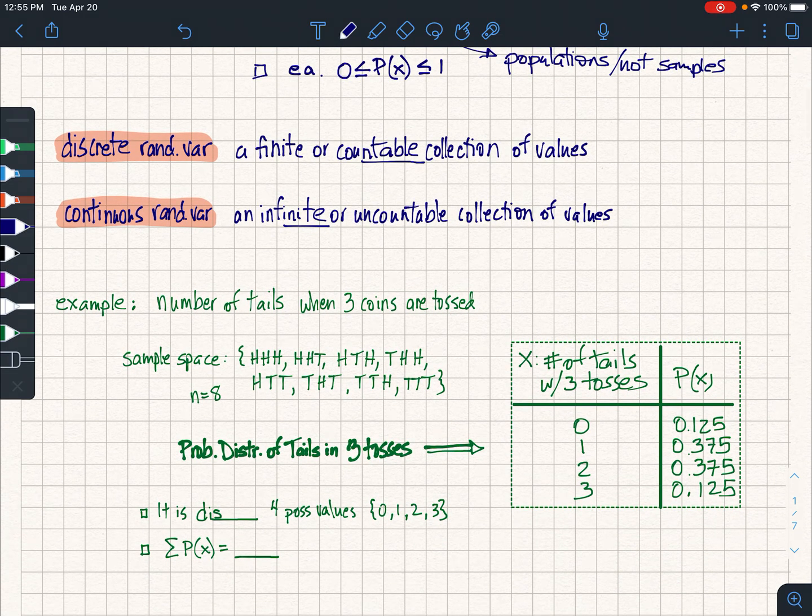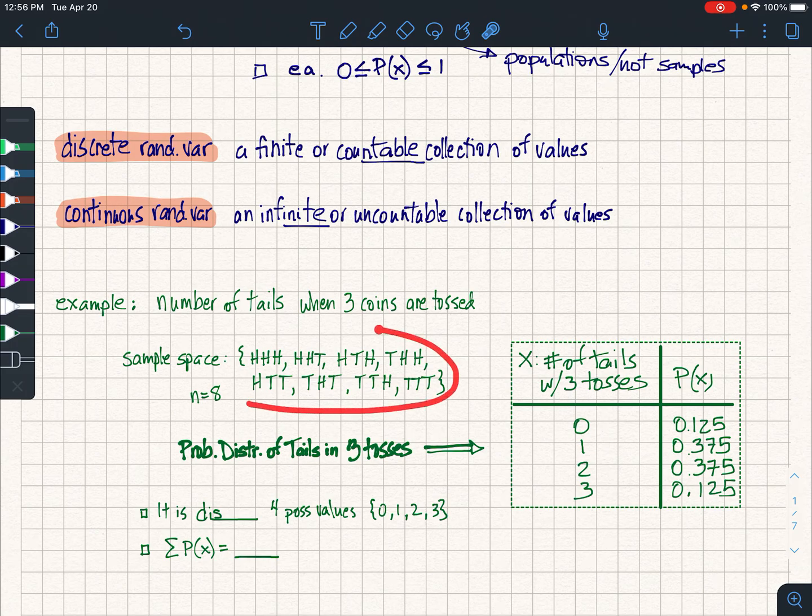So here we go, an example. Number of tails when 3 coins are tossed. Now notice how this is phrased, the number of tails. So in this case, my numerical value isn't the tail, but how many, right? So x is how many tails do we get in 3 tosses? And you could have, obviously, 0, 1, 2, or 3.